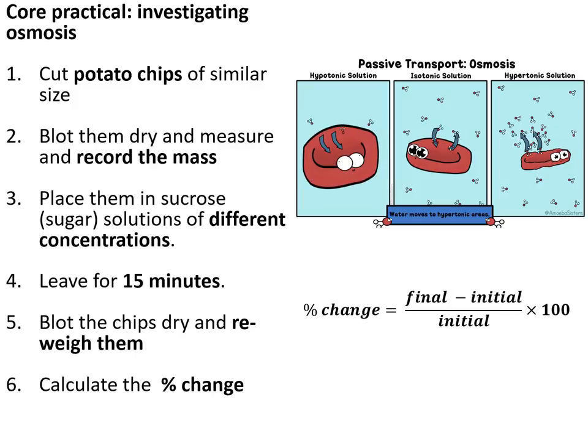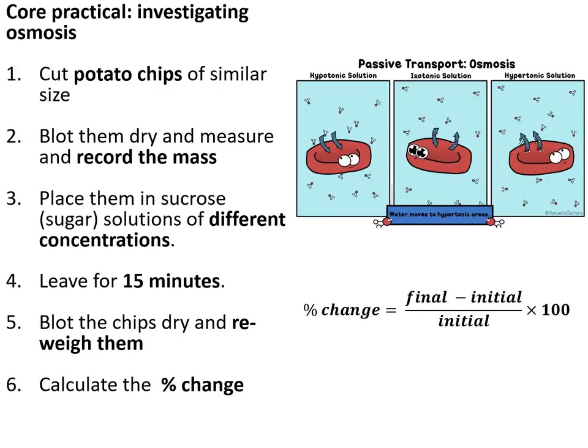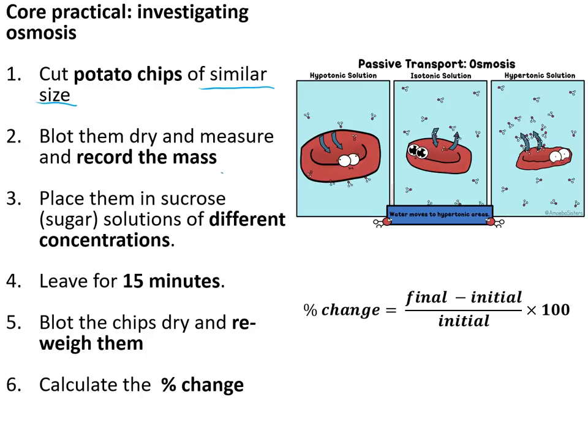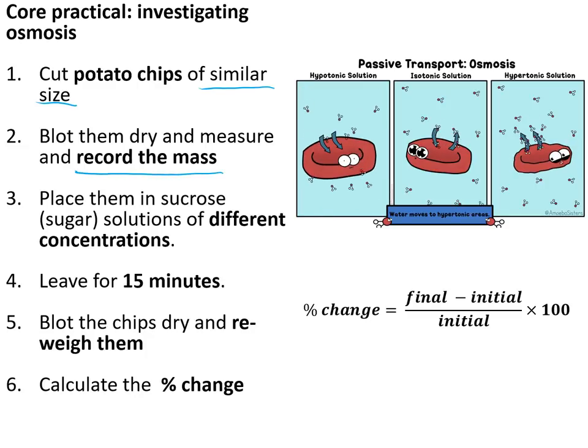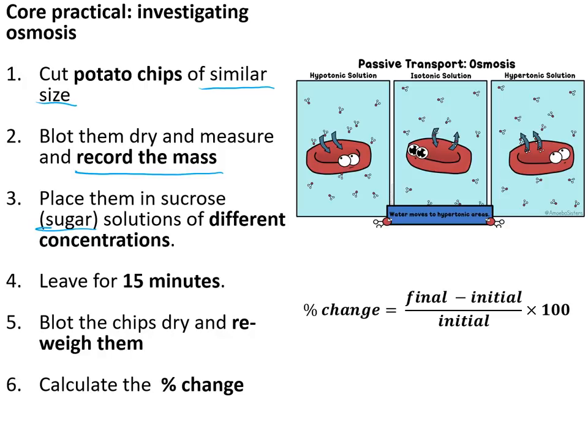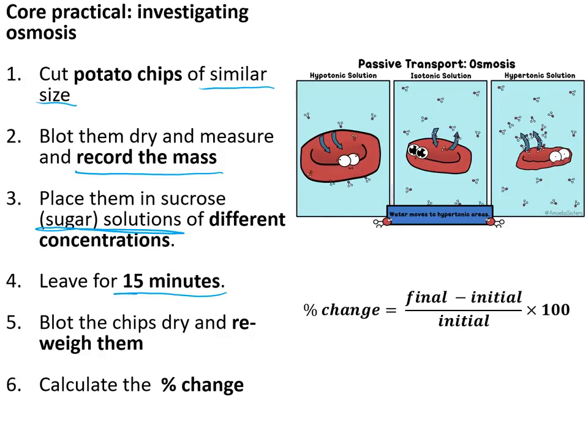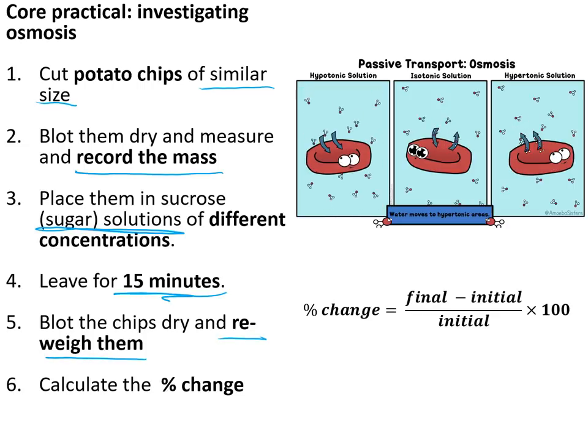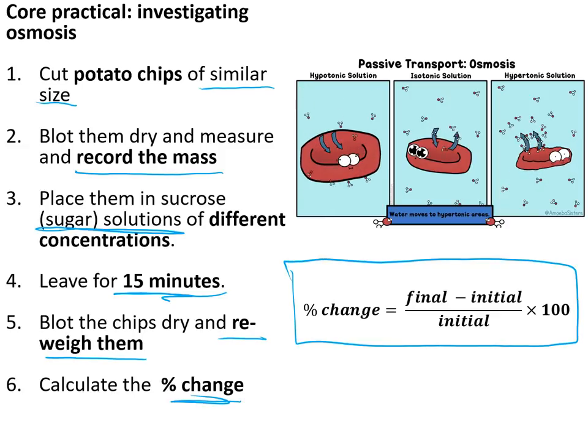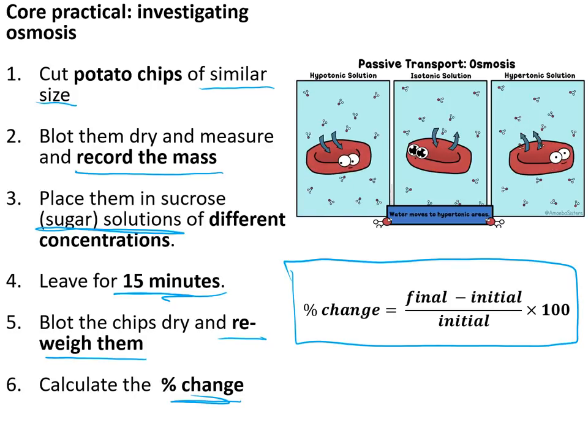The core practical on this was to do with the osmosis in potato chips. So what we did here was we cut potato chips of similar sizes. Okay, we blotted them dry and we recorded the mass. Then we placed them in sucrose. Now sucrose is just sugar, so sugar solutions of different concentrations, and we left them for 15 minutes. Then we blotted them dry and we re-weighed them, and we calculated the percentage change using this formula. Okay, so percentage change equals final minus initial divided by initial times 100.